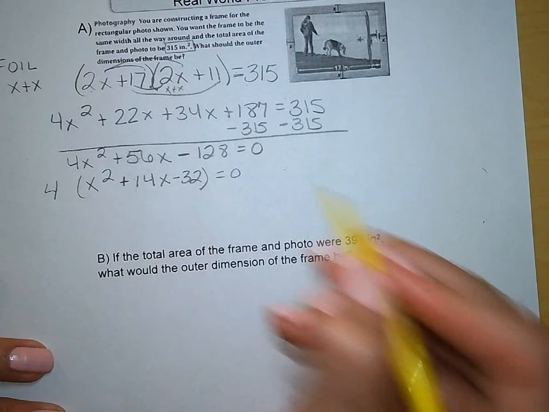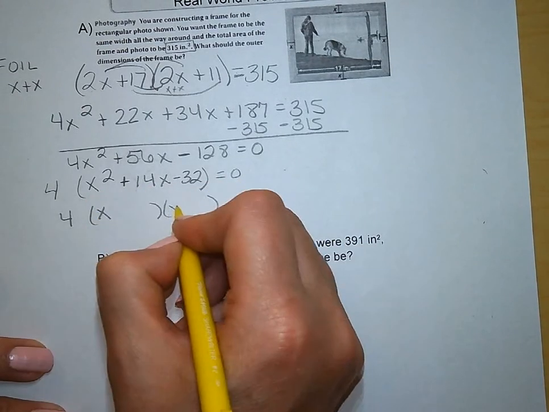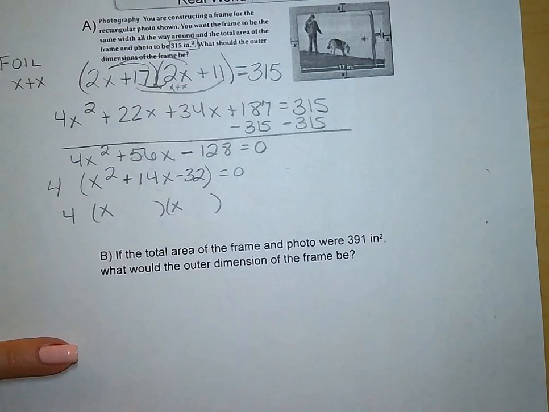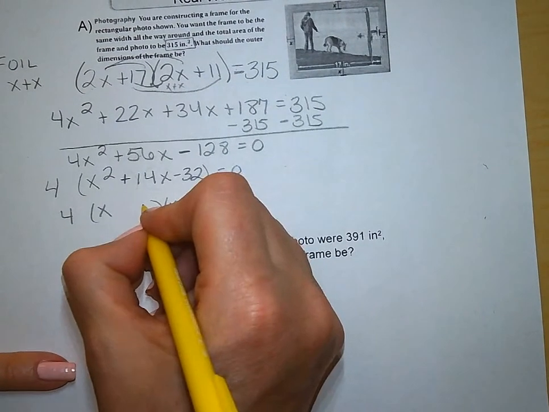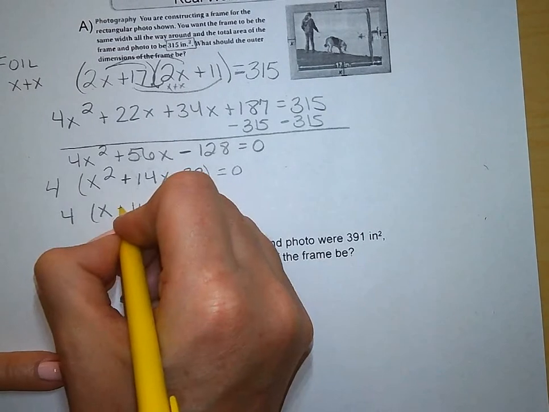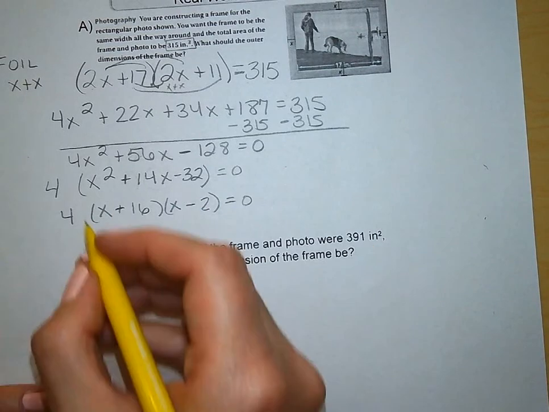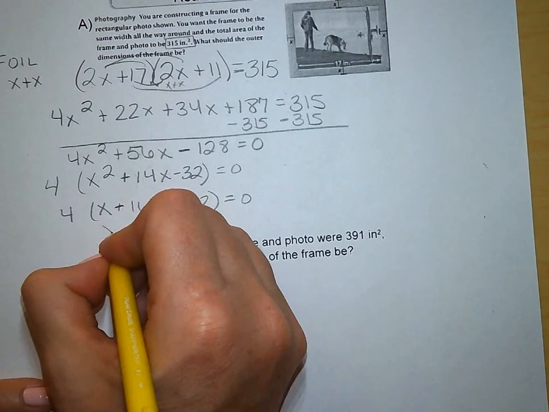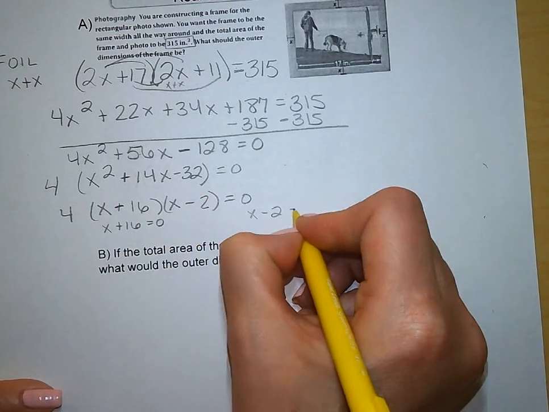It's all still equal to 0. Now we can factor. We're looking for factors of negative 32 that add up to 14. And we've got positive 16 and negative 2. So now we're going to set each of those two terms equal to 0. X plus 16 equals 0, and x minus 2 equals 0.